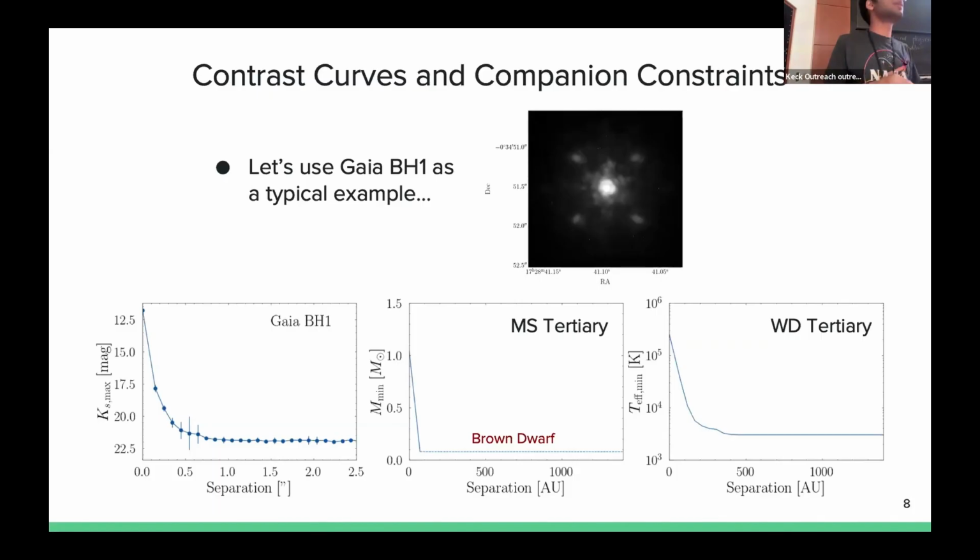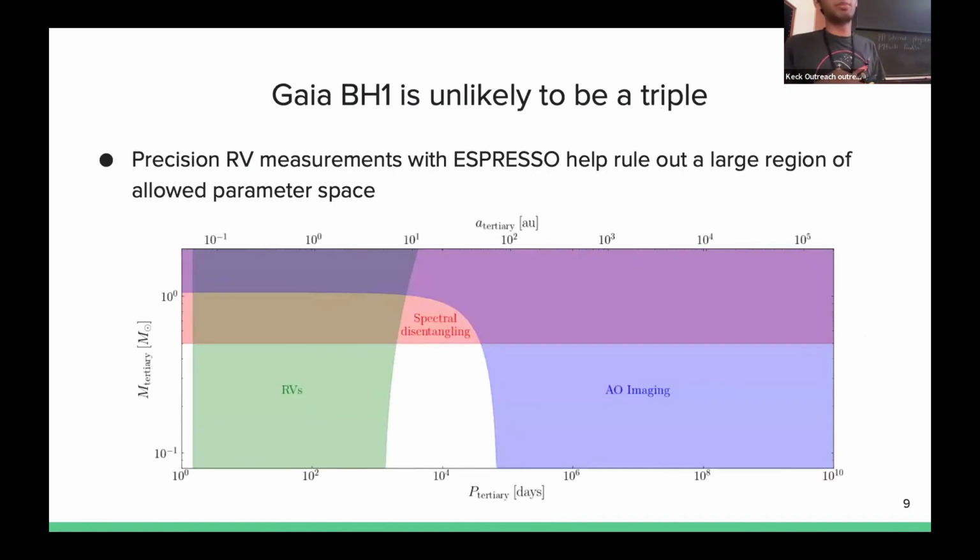For the specific case of Gaia Black Hole 1, in an earlier paper, I reported some precision RV measurements that we collected for the system with ESPRESSO. So even if there was a tertiary that was closer in that we didn't detect with NIRC2, it could potentially induce radial velocity perturbations to the spectroscopic orbit of the luminous star in that binary, which we would have been able to detect with the ESPRESSO measurements. So in combining our AO imaging, the RVs, and spectral disentangling, we're able to rule out a large region of allowed parameter space for a potential tertiary in Gaia Black Hole 1. Of course, we don't rule out everything. There might still be a chance, but what I can tell you is that Gaia Black Hole 1 is indeed unlikely to be a hierarchical triple.